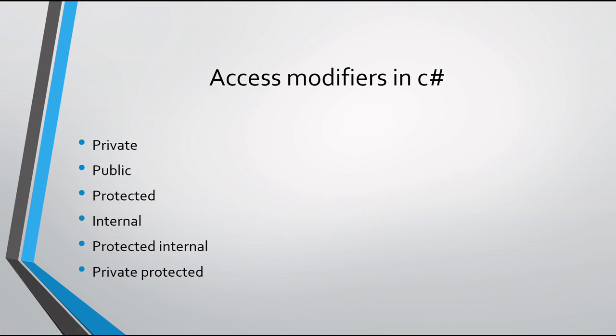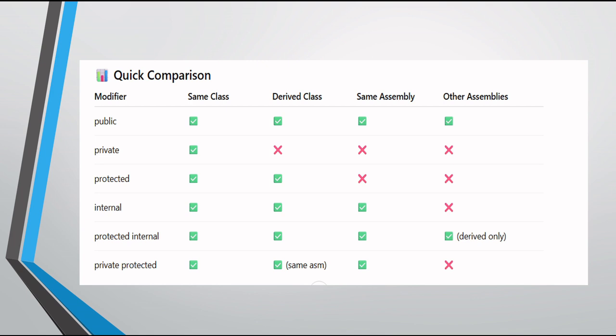What is the accessibility? Let's go to the chart. You will understand better on the same screen. When we declare the modifier as public, we can access it in the same class, derived class, same assembly, or other assembly. Assembly means project, we can say. We can access it in the same project, and for another project we can also access it if we define it as public. What does private mean? If anything is declared private, we can access it only in the same class. We cannot even access it in the derived class or anywhere else.